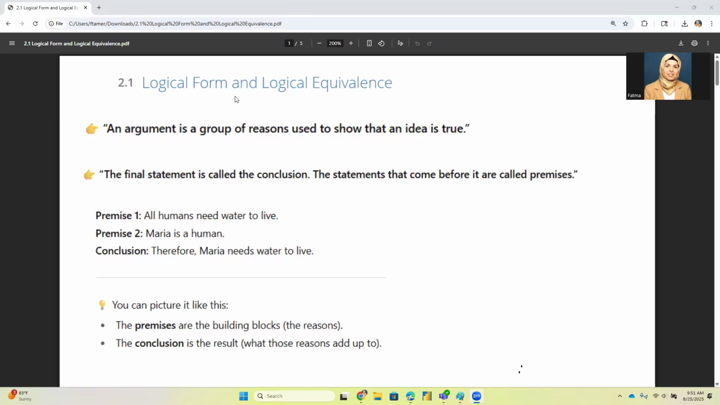Point one, logical form and logical equivalence. An argument is a group of reasons used to show that an idea is true. The final statement is called the conclusion. The statements that come before it are called premises. If you look at an example, premise number one is all humans need water to live. Premise number two is Maria is a human. So the conclusion will be, therefore, Maria needs water to live.